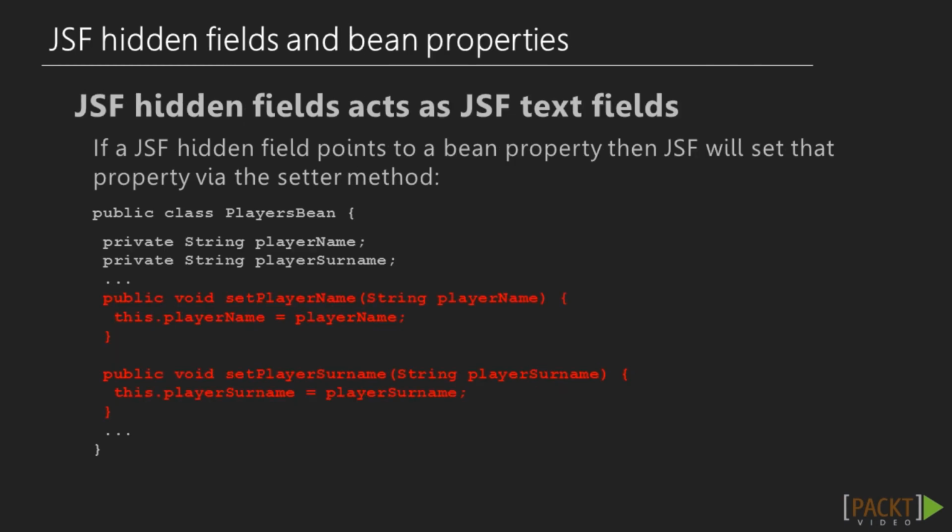On the other hand, if a JSF hidden field points to a bean property, then on submit, JSF will automatically set that property via the setter method, exactly as it does for a JSF text field. Now, of course the JSF hidden fields are available in the request parameter map via the corresponding client IDs, but it is not recommended to use JSF hidden fields for setting static data.